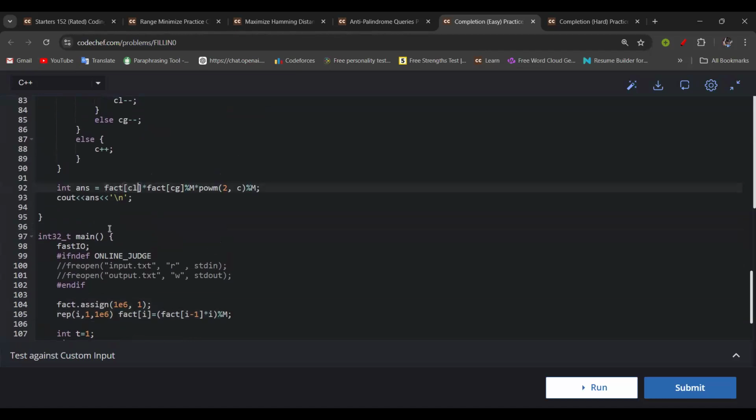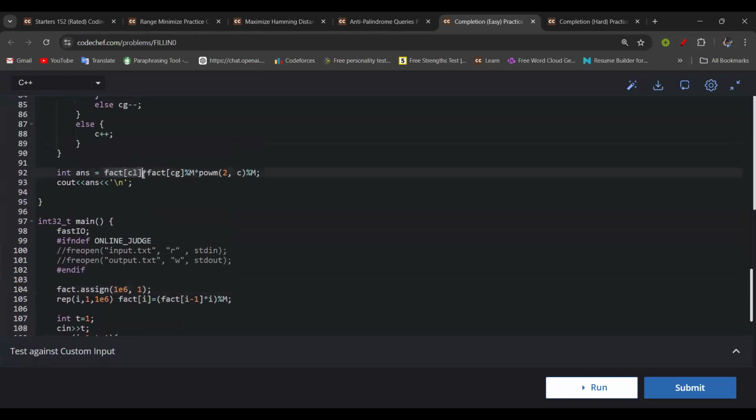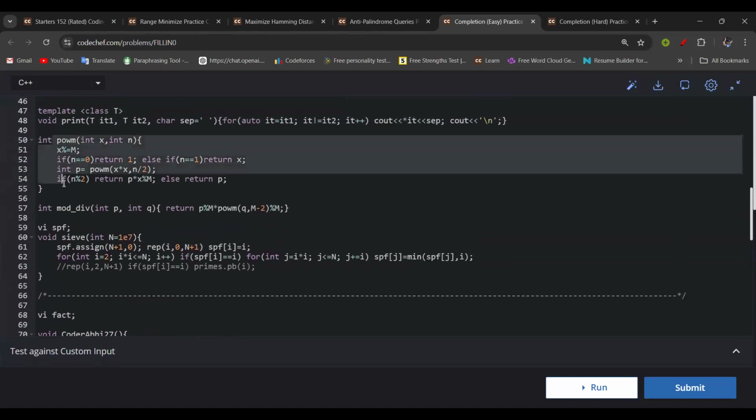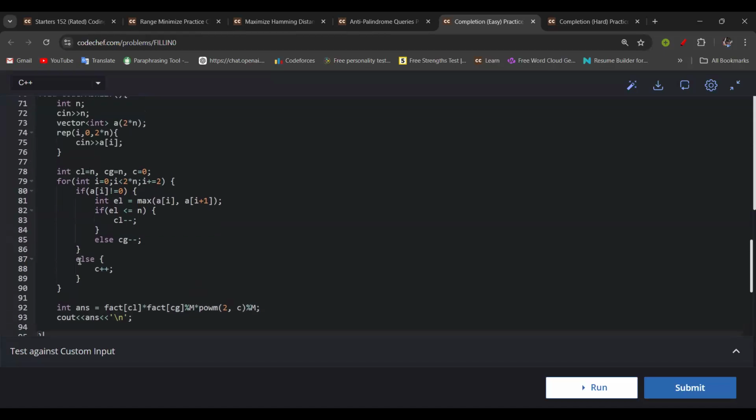So I'm pre-computing all the factorials up to 1e6. So I'm just using it here. Factorial of CL mod M, factorial of CG mod M. When I'm multiplying, again I'm doing a mod M. Then 2 to the power C, this power is just binary exponentiation mod M. This is my binary exponentiation function, 2 to the power C. So this way I'm computing my final answer. And this is well accepted.